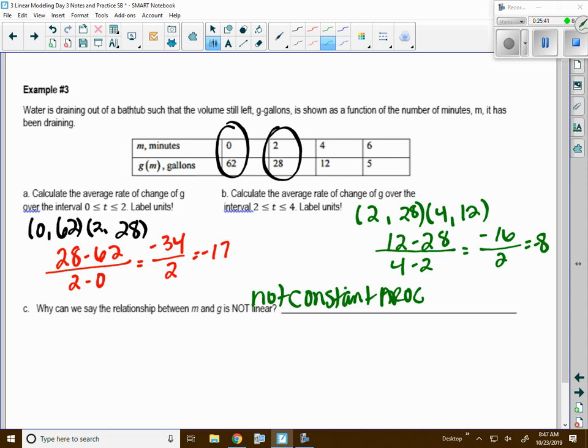Okay, I think the rest should be practice, yes? All right, go ahead and start working on your practice.